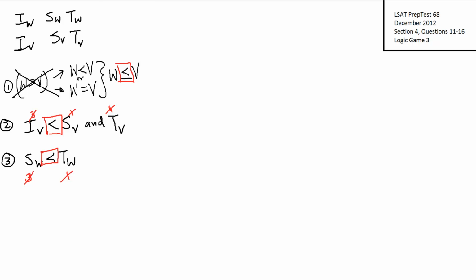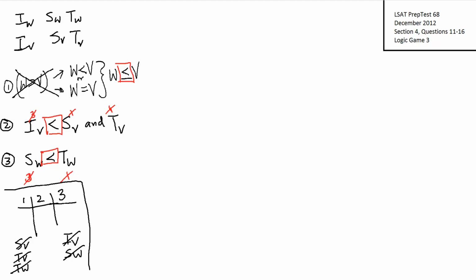Alright, so if you wanted to make this mirror your traditional grouping game setup, this is what it would look like. You would have, these are the 1 day targets, these are the 2 day targets, these are the 3 day targets. We know that IV is not going to be here. We know that SV and TV are not going to be here. We know that SW is not going to be here. We know that TW is not going to be here. And so, if you wanted to make it look like a regular grouping setup, this is how you would do it. I'm not sure how much this ends up helping on this particular game, but it's worth noting that you should know how to do this.